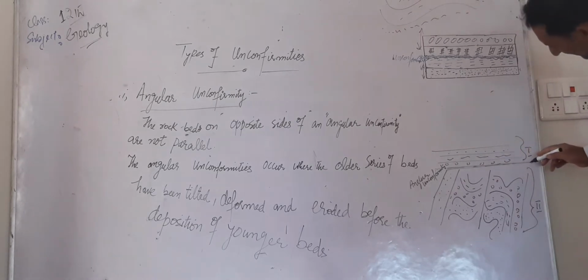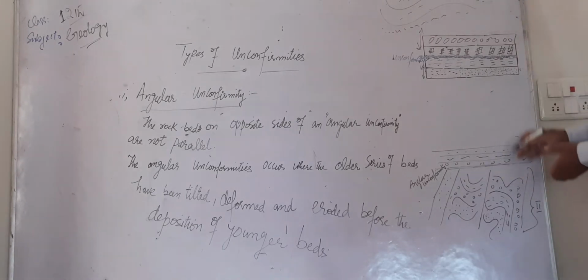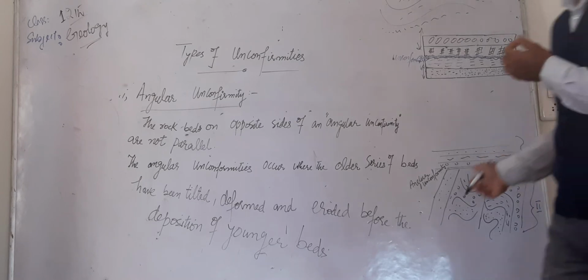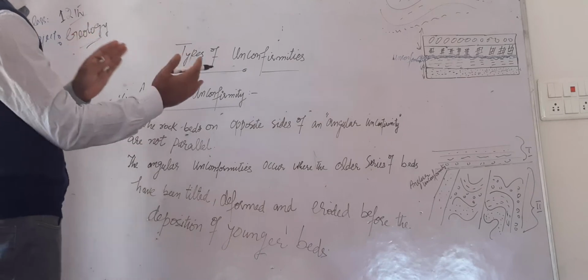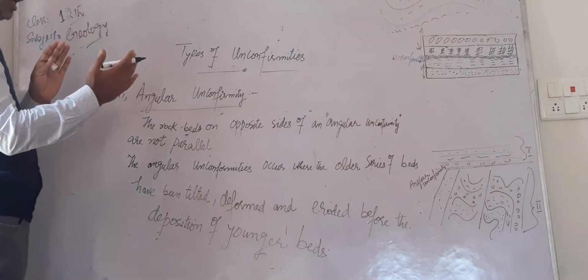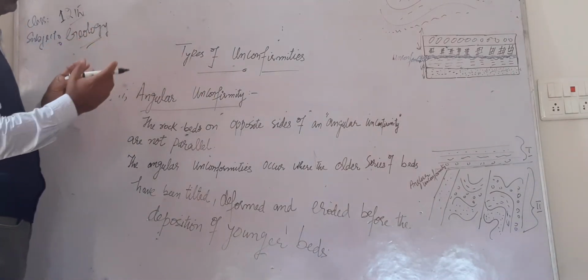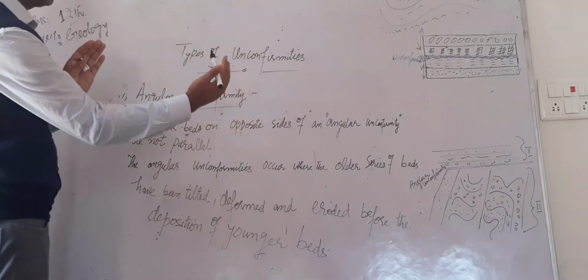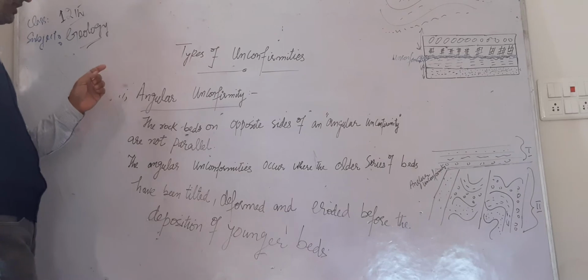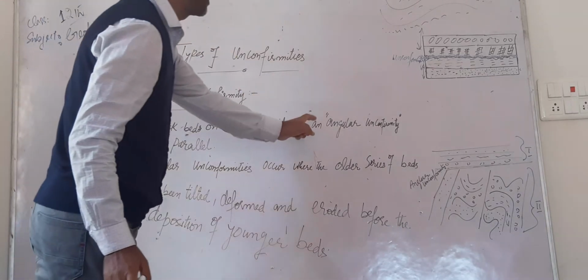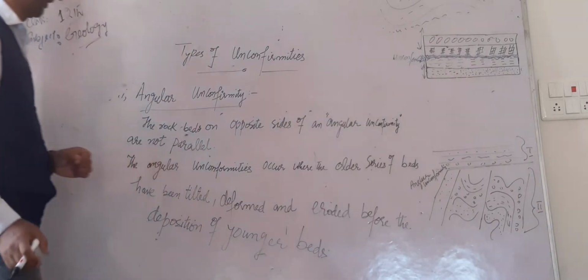Here you see that this is an unconformity. Below this unconformity, the rocks have been formed against each other. This manner of formation, where the rocks formed against each other, we call an angular unconformity.